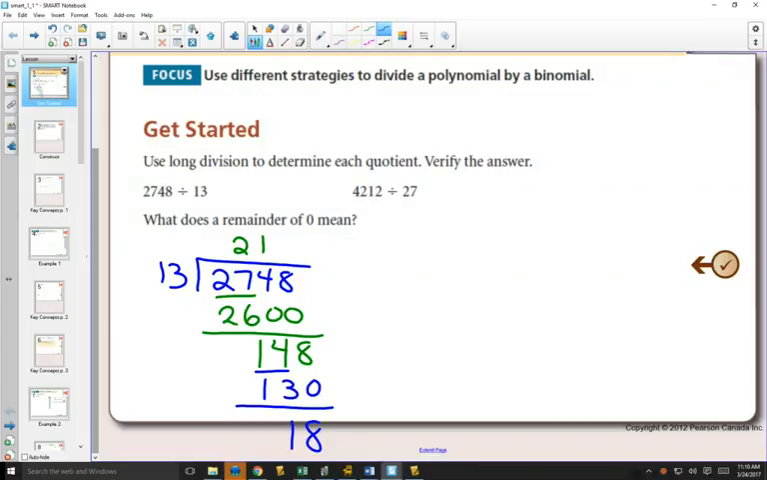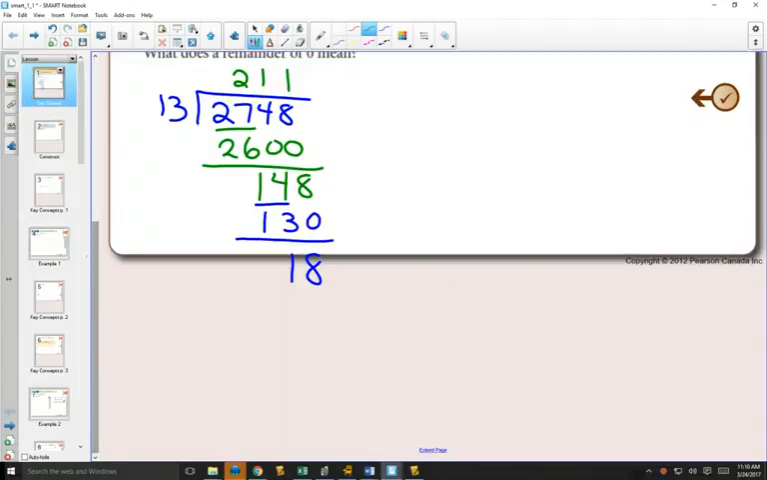Can 13 divide 18? Yes, there would be 1 in there. 1 times 13 is 13. Subtract that, and you get 5. Now, 13 doesn't divide 5, so we have a remainder of 5.